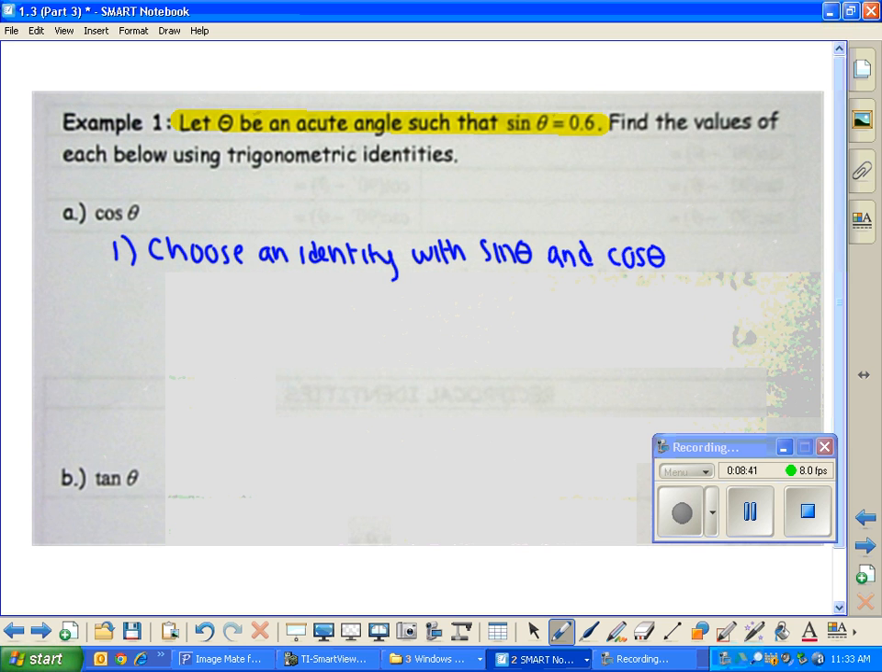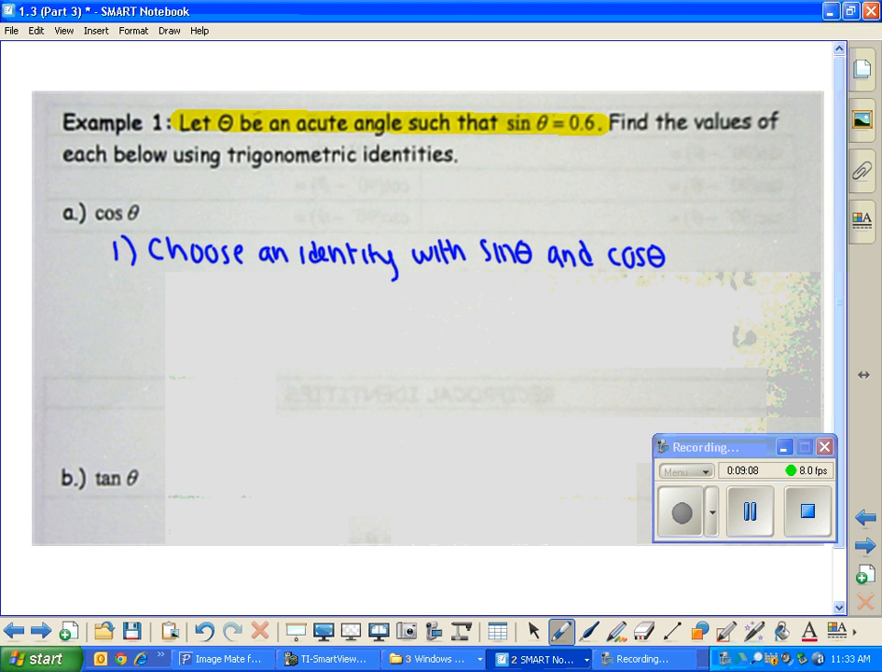Why didn't we use our cofunction identity with sine and cosine? Does anyone know why we couldn't use that? You know, sine of 90 minus theta equals cosine of theta. Why couldn't we use that? Does anyone know? Why couldn't we have used the cofunction identity sine of 90 minus theta equals cosine of theta?